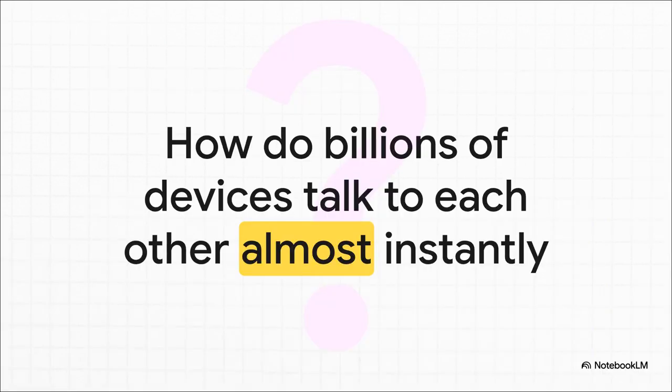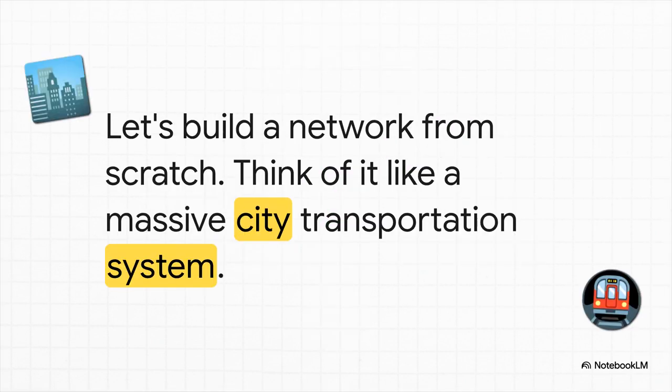How does a video you shoot in New York pop up on a phone in Paris like a split second later? It feels like straight up magic, but it's not. It's actually this incredibly clever system of hardware where every single piece has one very, very specific job to do. So to really wrap our heads around this, we're going to build our own little network, right from the ground up. And to make it easy, we're going to use one simple analogy for this whole journey. Just think of the internet as one massive, sprawling city transportation system.